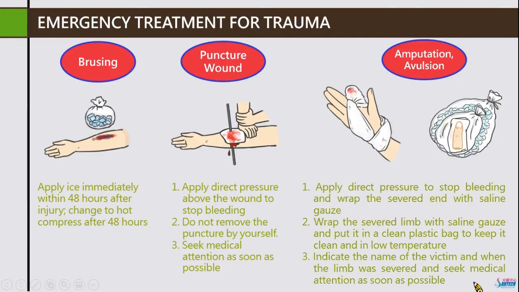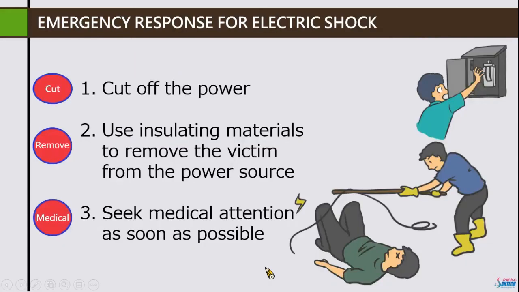For amputation or avulsion, apply direct pressure to stop bleeding and wrap the severed end with saline gauze. Wrap the severed limb with saline gauze and put it in a clean plastic bag to keep it clean and at low temperature. Indicate the name of the victim and when the limb was severed, and seek medical attention as soon as possible.